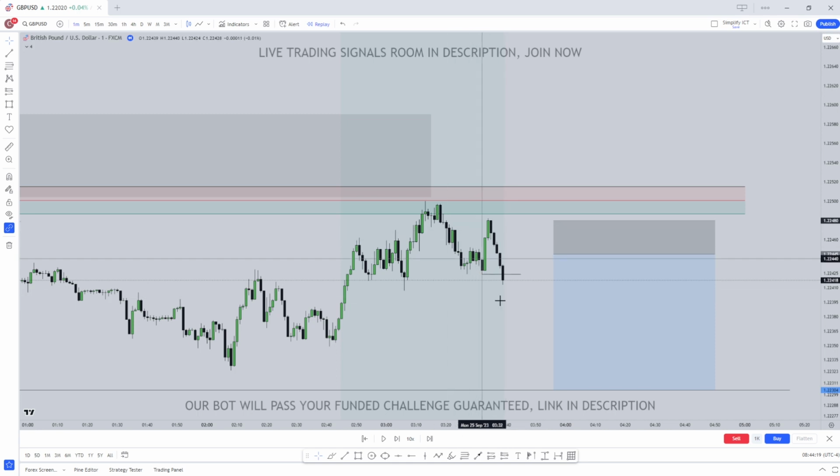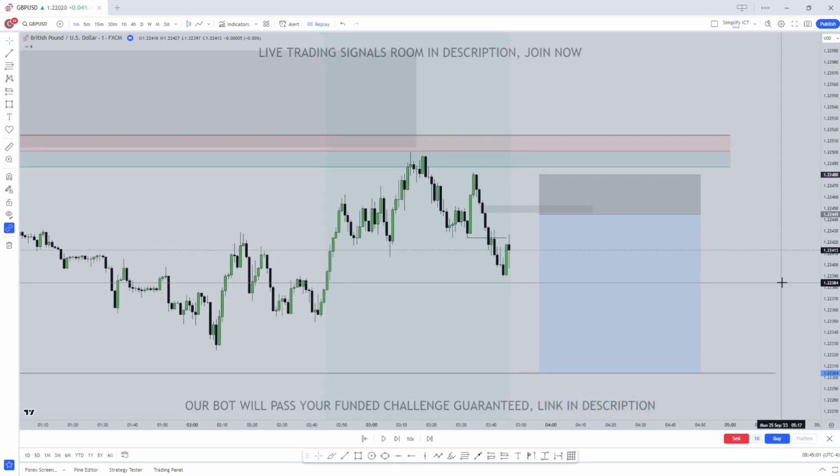As you can see, we have broken structure, change of character, market structure shift, whatever you want to call it. It's all essentially the same thing. We can see this clear and obvious fair value gap right here, which does show displacement, and it's also in line with this order block right here and around 50% of this order block. Now, this is a mistake that a lot of ICT traders make. When they look for a break of structure, they don't look for displacement with this break of structure.